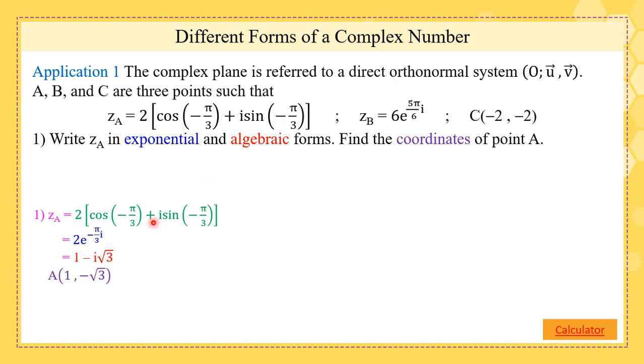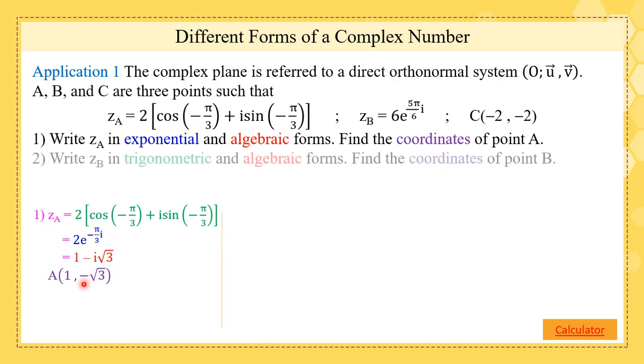It's very easy to go on from the trigonometric form onto the exponential form because r is 2 and theta is negative pi over 3. This is what we have. Then we use the calculator to write it in algebraic form, and these are the coordinates.